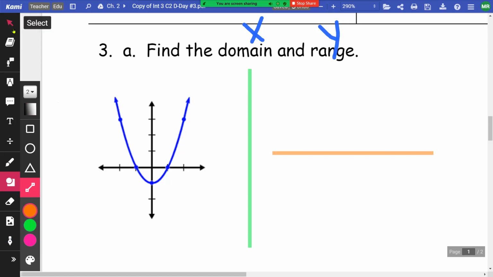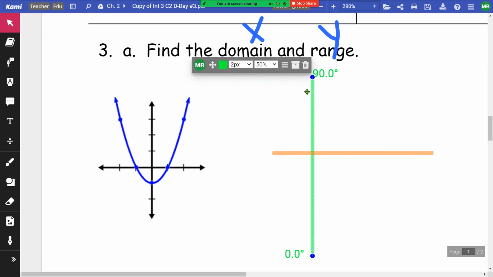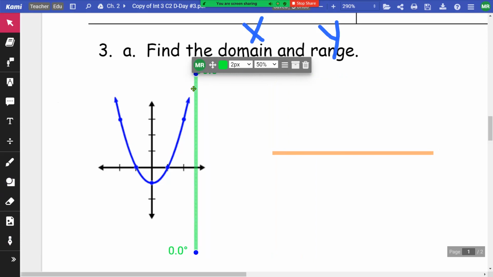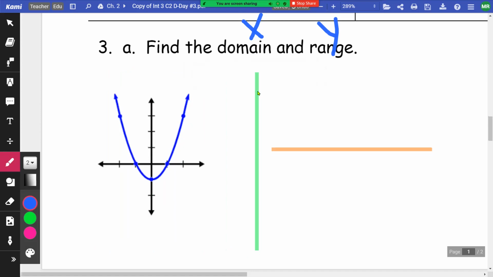And how I have them use it is we come over here after we draw it and we come to this little select arrow, and you can literally move it. So domain is if you're going across your graph, what's the furthest to the left your graph goes? What's the furthest to the right this graph goes? And you don't want to say it stops here or here because the grid ends, because this is going to continue. Oops, let me grab it.